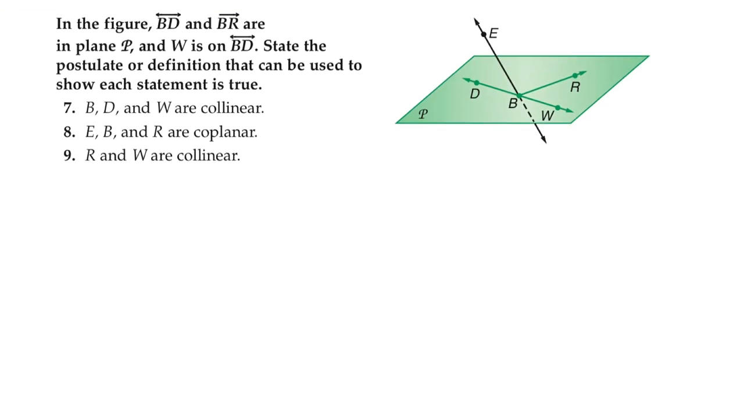Okay, let's go to the next problem. So in the figure, it says those two lines are on the plane. So these lines are on the plane. And then it says W is on BD. Okay, yeah, that's clear in the picture. State the postulate or definition that can be used to show each. Okay, so B, D, and W are collinear. Those three are collinear. Oh, why, that's just the very definition of collinear, right? The definition of collinear is there exists a line that contains all 3 points. That's it. Okay, great. And so we see visually a line containing all 3 points. And so that's the very definition of collinear.